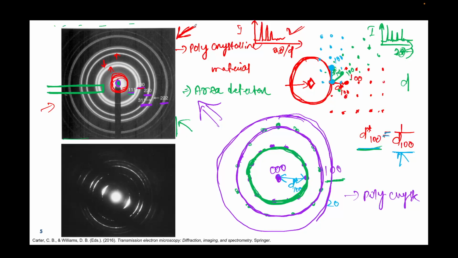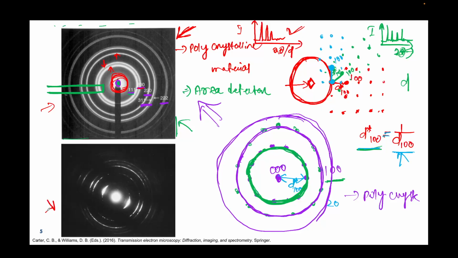Now coming to the image below, what is this? This looks like a polycrystalline material's diffraction pattern, but it is not uniform concentric rings. Rather, it is bright at some positions and dark at others. What does it mean? Does it mean it is a single crystal? No. Why? Because I can see that there are concentric rings. That means it is polycrystalline.